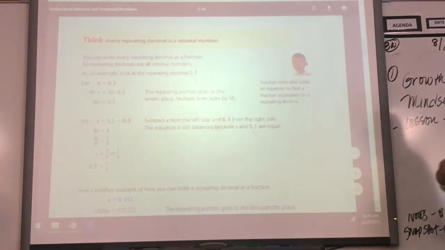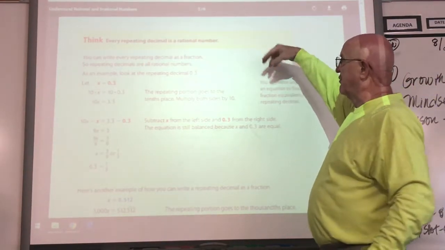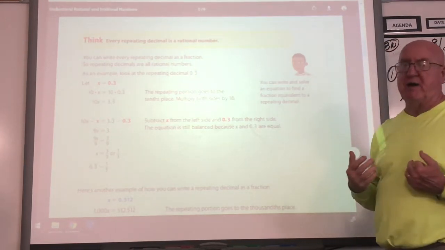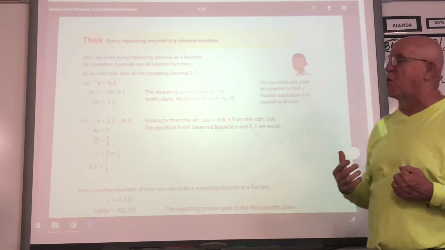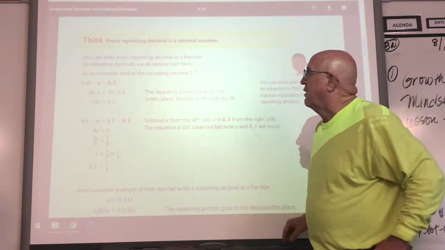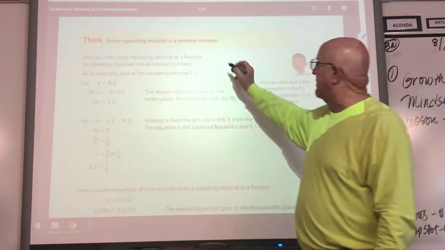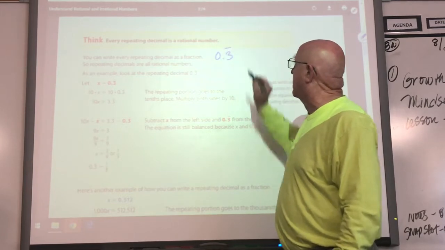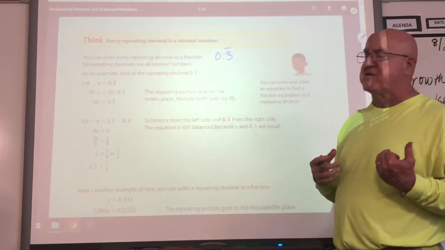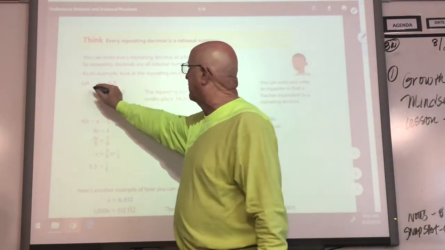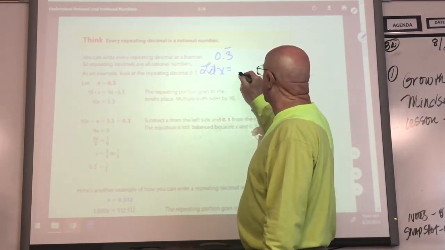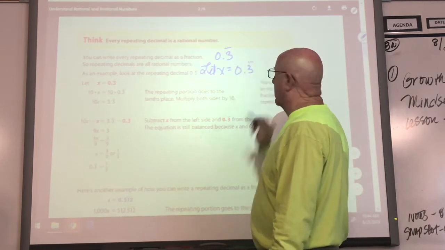So the second thing we're going to talk about is how every repeating decimal is a rational number. And we can write repeating decimals as a fraction, and in order to do that, we have to go back and think about equivalencies, right? So in this case, we're going to use the repeating decimal of 0.3 repeating. And when you look at that, we're going to use the value of x. So we're going to do a let statement. We're going to say let x equal 0.3 repeating.